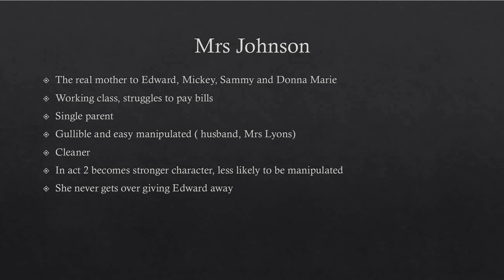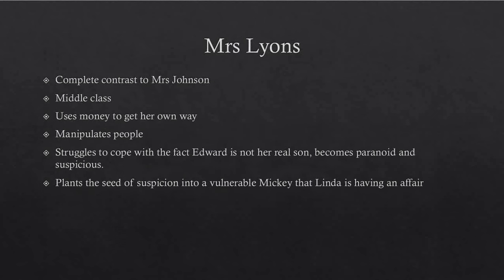She's less likely to be manipulated. There's one of the scenes when Mrs. Lyons finds Mrs. Johnson and she comes into the kitchen. Mrs. Johnson stands up. She stands up for herself and she stands up for her children and her beliefs. She becomes a much stronger character. She never gets over giving Edward away. Towards the end of Act 1 she gives Edward a locket, a bracelet to remember him when he tells her that he's moving away. There's a clear love and connection between Mrs. Johnson and all her children.